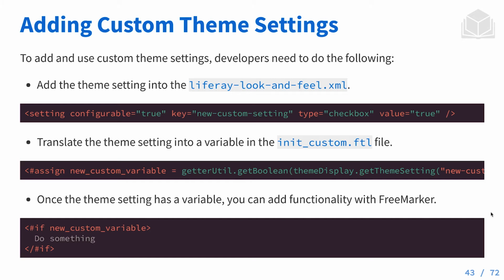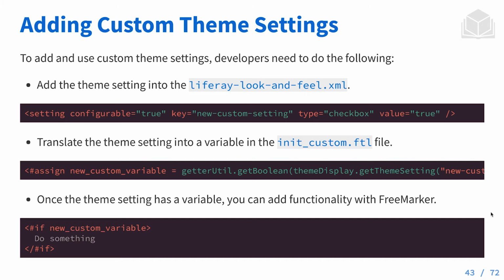And what we do here is we use the getter util, specifically the theme display.getThemeSetting method, to translate our key into a variable. So as you can see here, we're assigning our new custom variable, and then we are getting the actual theme setting key and mapping it. What this allows us to do is it allows us to use that variable in the rest of our FreeMarker files, okay? So we could do something in our FreeMarker like add an if statement that says, if the new custom variable is true, do something.